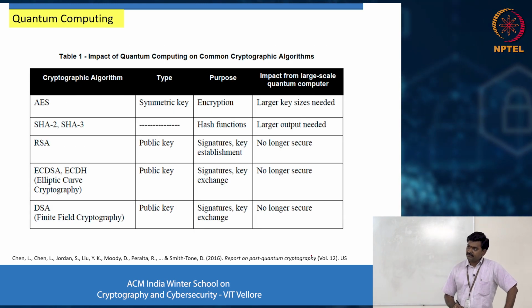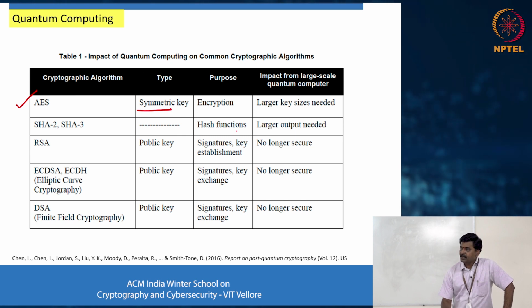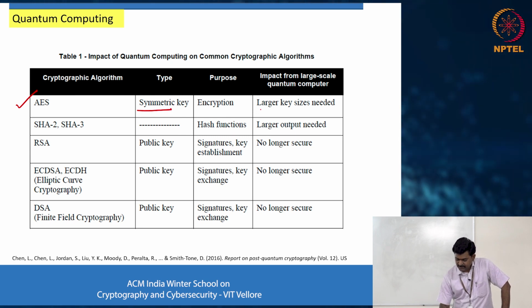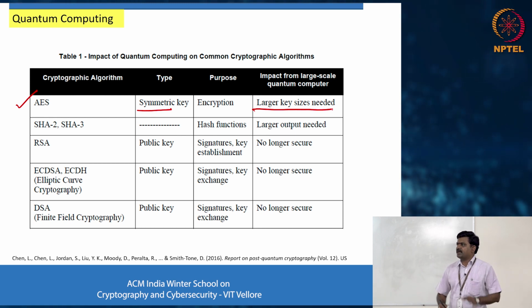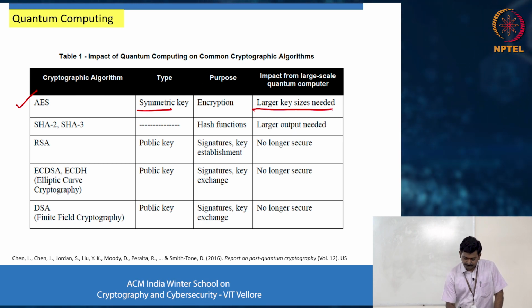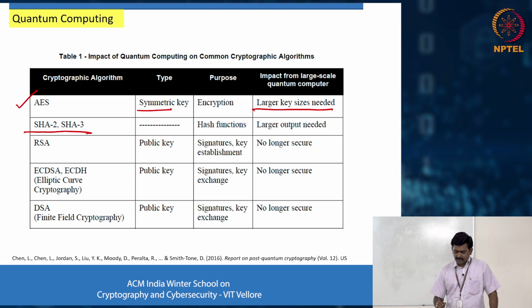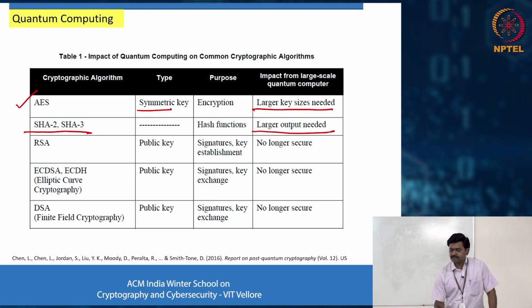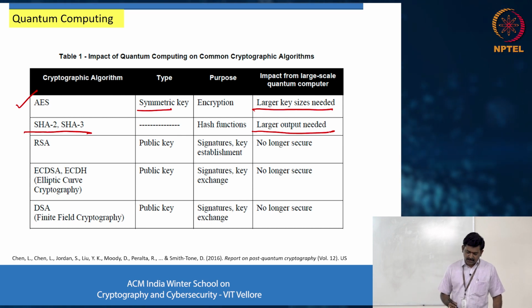If you notice, we have discussed AES, which is a symmetric key encryption. If a quantum computer comes into the picture, you require larger key sizes of AES. That's all. You need not go for replacement of the AES. Again, in the case of SHA, that means hash functions, you need to go for larger outputs. So when you have seen variable length input to the fixed length outputs of hash algorithms, you should go for a much larger one.